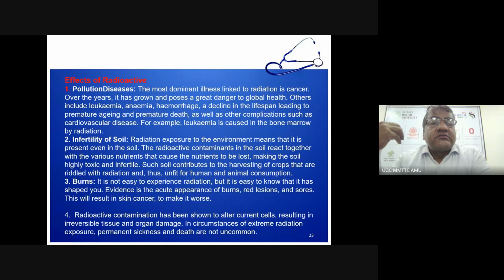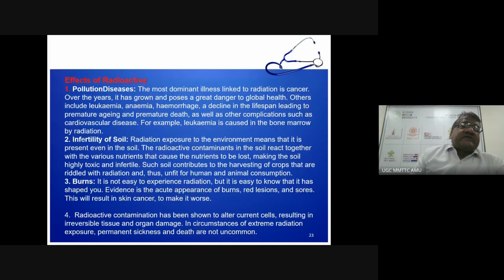Now, what is the effect of radioactive pollutants? Number one is pollution diseases. The most dominant illness linked to radiation is cancer. Cancer, as I have told you, is basically nothing but an abnormal division of the cell. And why is it abnormal division? Because this radiation causes changes in the DNA, in the genes. So over the years, it has grown and poses a great danger to global health.